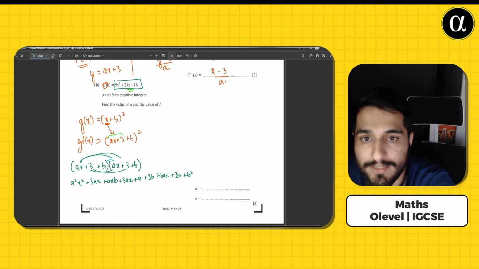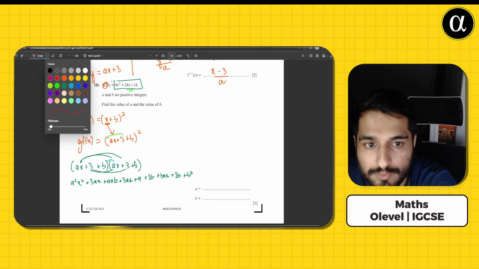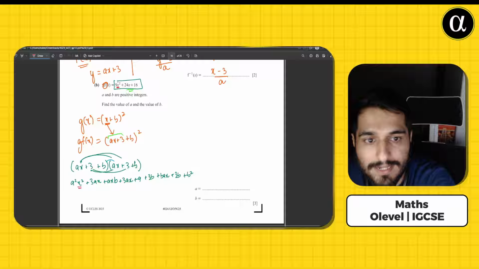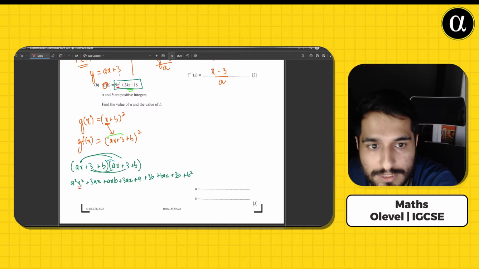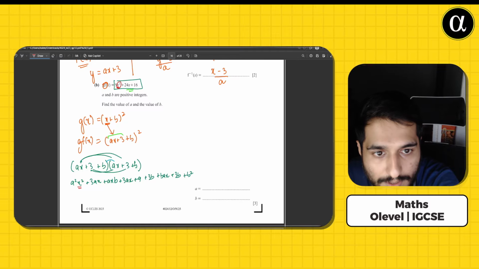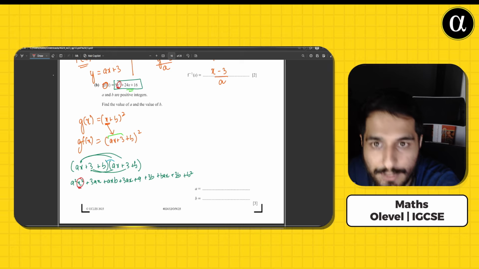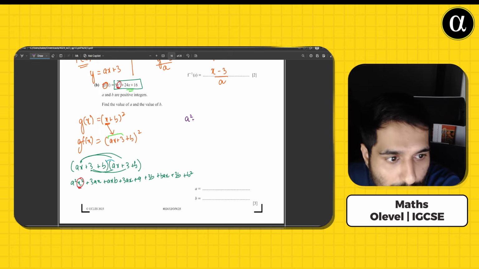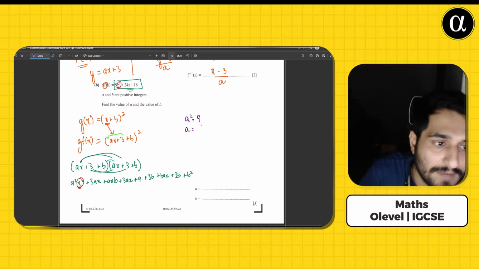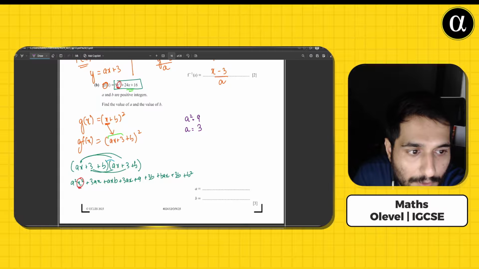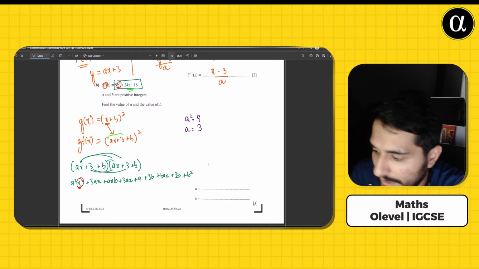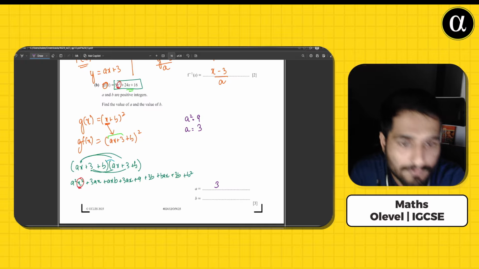Let's compare the terms with x square. What were x squares over here? x square was supposed to be equal to 9, so we would say that 9 is supposed to be equal to a square. Like we compared the values for x square, right? So a square is equal to 9, and the value for a would turn out to be 3, right? We can say that the value for a would be 3 for this case.